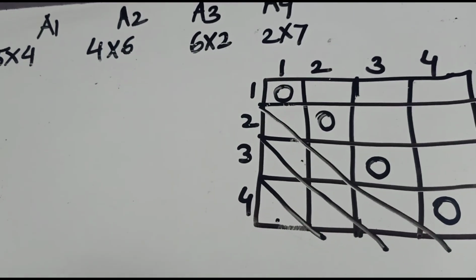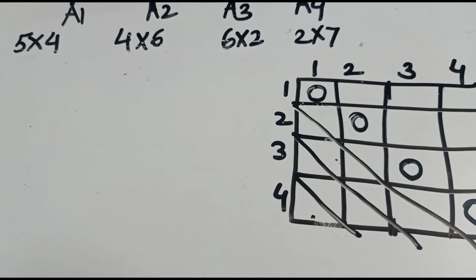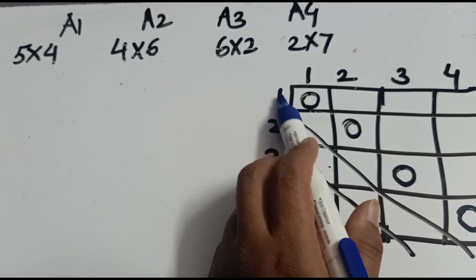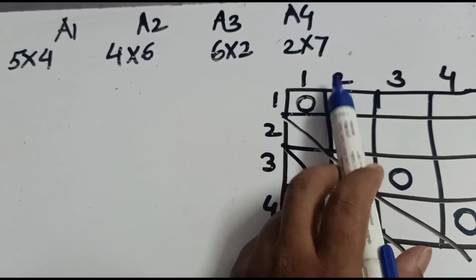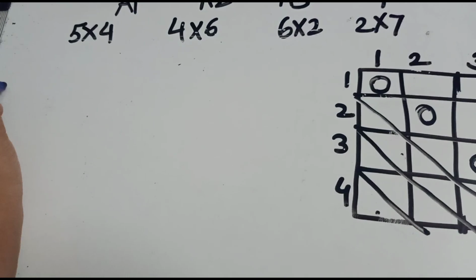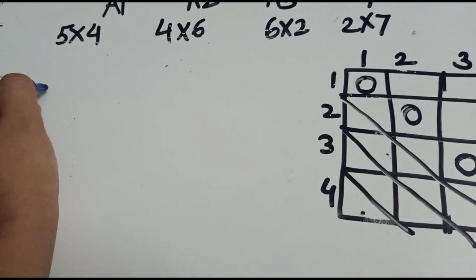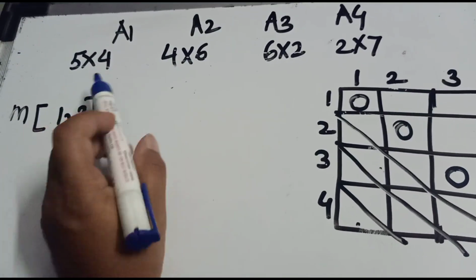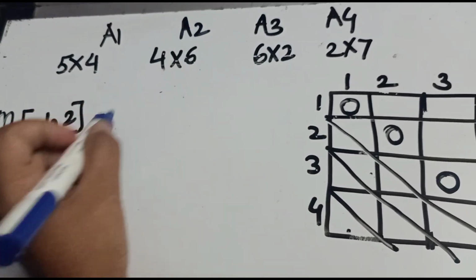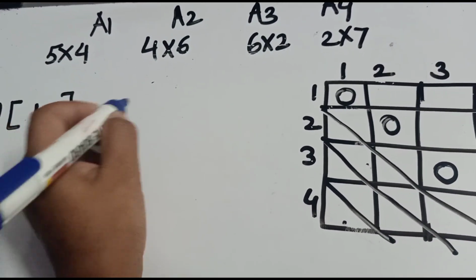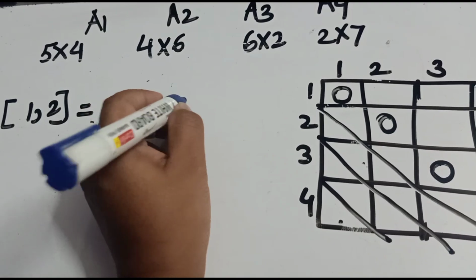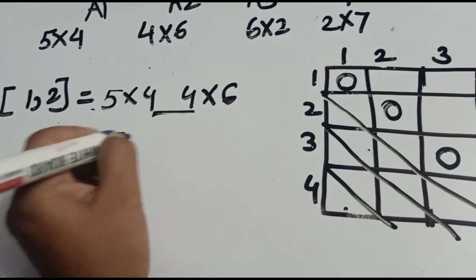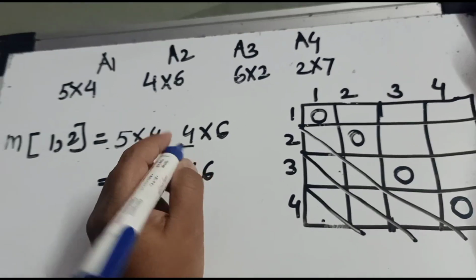So the first value that we have to find is the cost of matrix 1 multiplication with matrix 2. We will use the notation M for matrix. So M of 1 comma 2, we have to find. Now 1 means A1, 2 means A2. What is the dimension of A1? It is 5 by 4. What is the dimension of A2? It is 4 by 6. This 4 is common, so we will take it as 5 into 4 into 6.